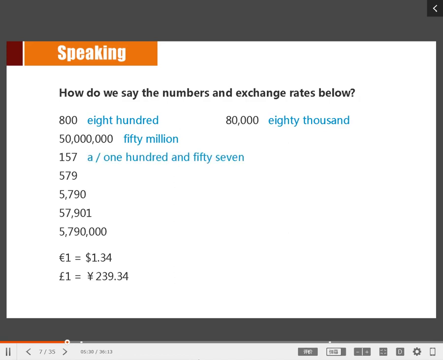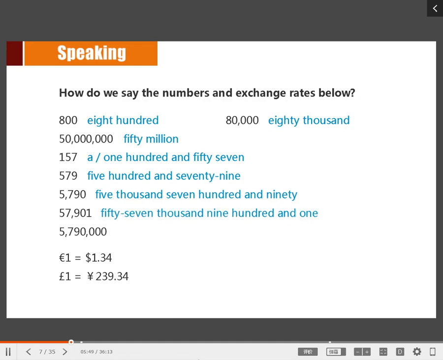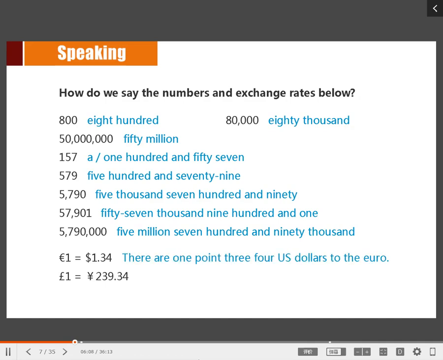157, 579, 5,790, 57,901, 5,719,000, There are 1.34 US dollars to the euro.